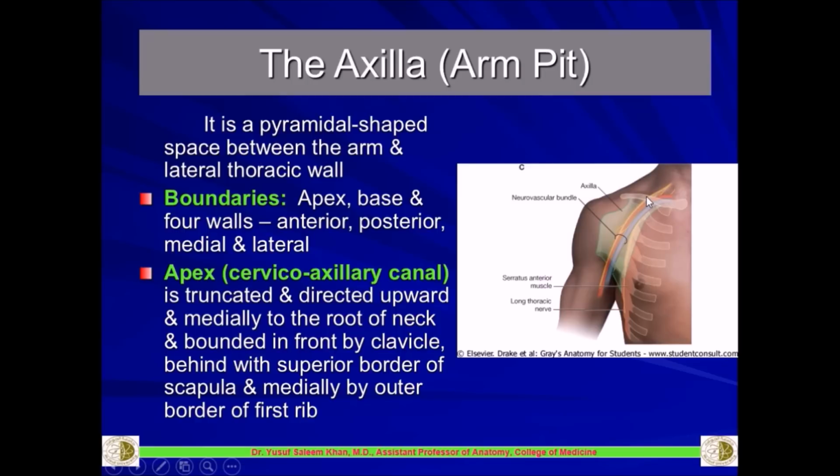It is truncated and directed upwards and medially towards the root of the neck. Here is the neck, and it is bounded in the front by the clavicle, and behind by the superior border of the scapula. Deep inside will be the scapula. Medially it is bounded by the outer border of the first rib. If you can see in this picture, this is the first rib. So the outer border of the first rib will form the medial wall. So anteriorly we have the clavicle, posteriorly the upper border of the scapula, and medially the first rib. This is the apex of the axilla.